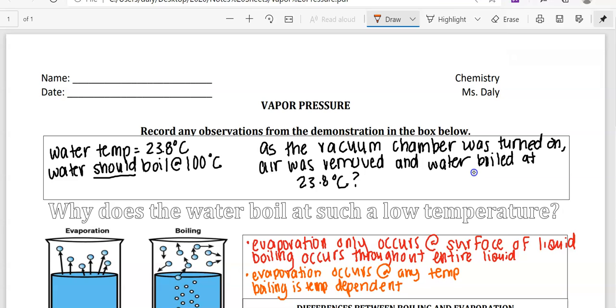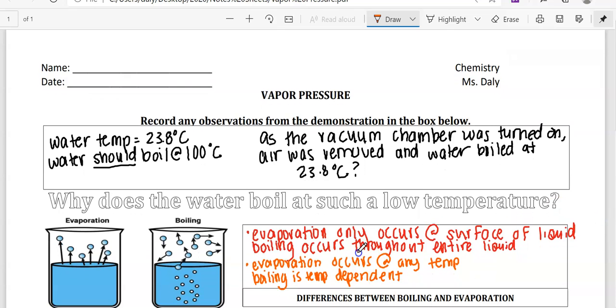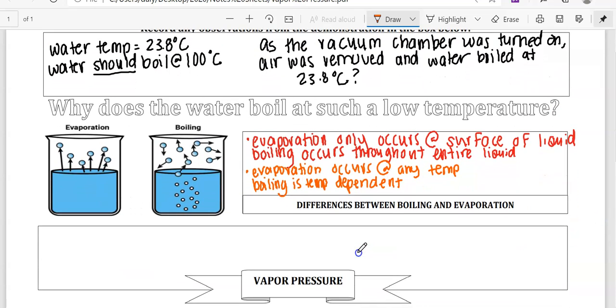Okay, and again, those are our two major differences between evaporation and boiling. So I do want you to keep those in mind throughout this conversation and recognize that we're pretty much going to be focusing on just the boiling aspect of vaporization for today's lesson. All right, so let's jump into the main purpose of today's discussion, which is vapor pressure.